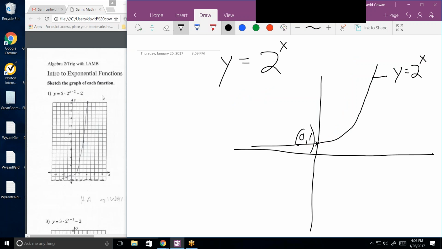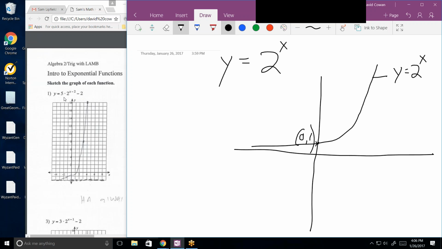Now, using that information and transformations, we can graph this one that they gave you. First of all, let's talk about the transformations. What's the consequence of the 5? What is that, 5? It's a vertical stretch factor. Right, yeah.